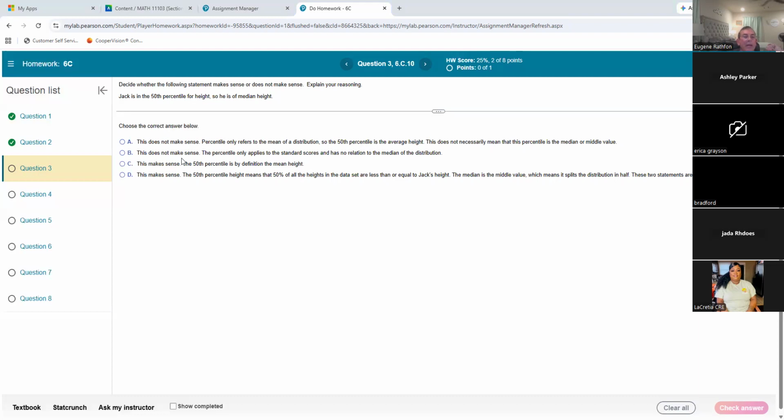So this one's saying it makes sense. 50th percentile by definition is the mean height. No, no, no. It ain't the mean, it's the median. So we would say it makes sense because the percentile means that 50% of heights are less than or equal to Jack's. And the median is the middle value. So they're basically saying they're the same like I said. So you want the one that relates the percentile with the median, okay? The middle.